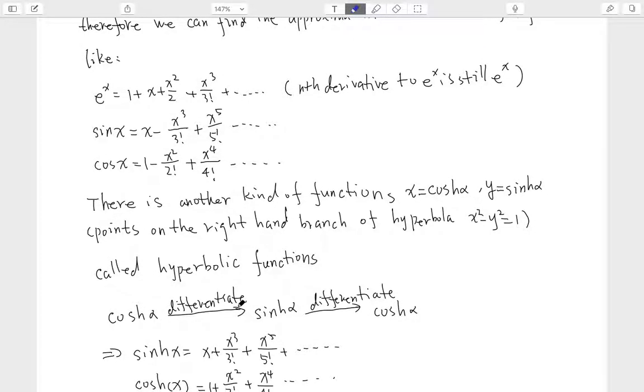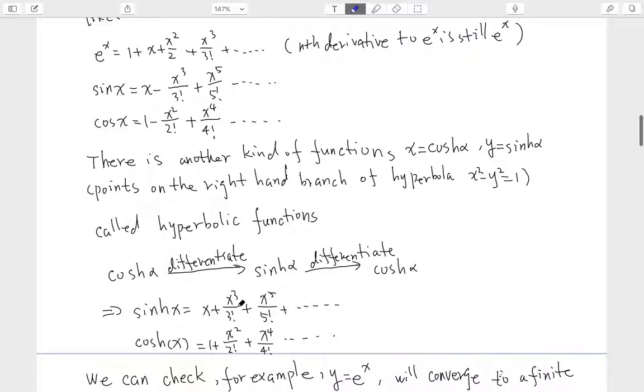Basically, there is no sign change when they are differentiated into each other. Cosh alpha differentiates to sinh alpha and vice versa. And so we can figure out the main difference between sin x and sinh x, their approximations, is that sin x has an alternating sign change, plus, minus, and so on, whereas in sinh x all the terms are positive, no negative terms.